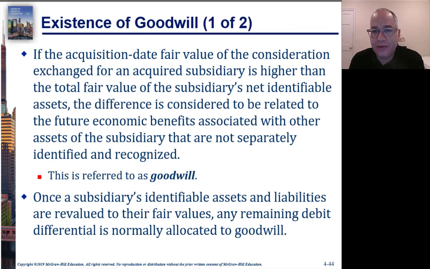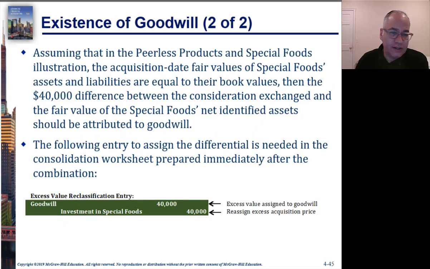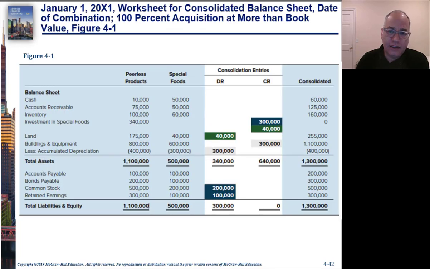Yes, there are errors. Now, if there is goodwill, that would be a situation where the acquisition cost exceeds the fair value of the net identifiable assets. And again, it would be whatever that difference is. And in this case, here they show you the journal entry, excess value reclassification entry. This is actually if they were going to have goodwill on this particular one. They're just showing you if it were, then you would be debiting goodwill in this chart.